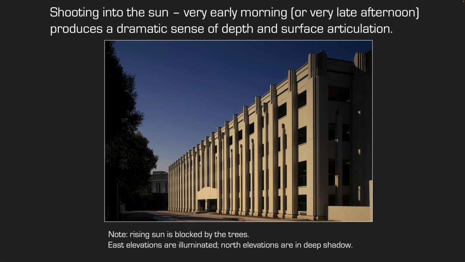So shooting into the sun, either very early in the morning or late in the afternoon, you get this wonderful dramatic sense of depth and surface articulation. Note, this is a really early morning shot in LA. The sun is still back here. It hasn't come around yet, so it's not in my eyes. And so these are east elevations that are in full sun, and the north elevations are in deep shadow. And I get this wonderful articulation on the building that I wouldn't get if I had the sun hitting both the north and the east elevations. This would tend to flatten out.